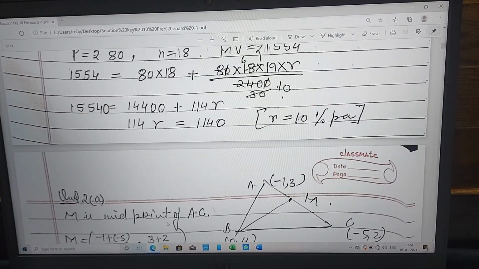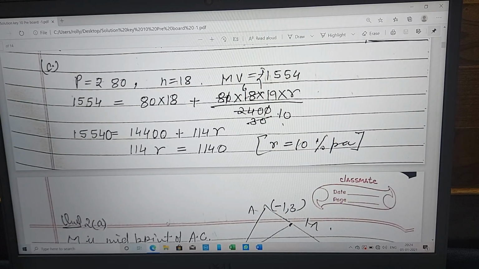Question number 1 C part was mostly done correctly by most children. The value of P is 80, the monthly installment, and the number of months will be 18. The maturity value is given as 1554, and the rate of interest was supposed to be calculated. So MV is equal to P n plus interest, and the interest is P into n into n plus 1 into r divided by 2400.